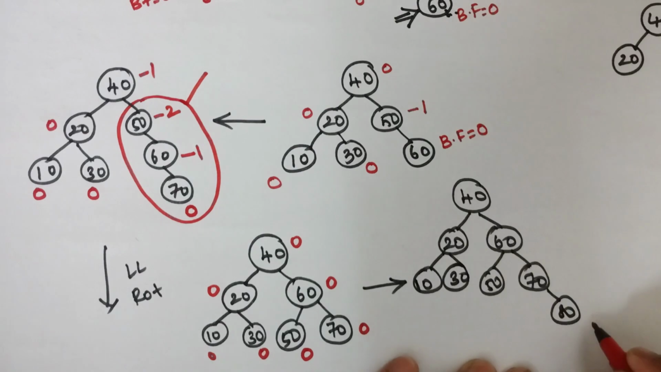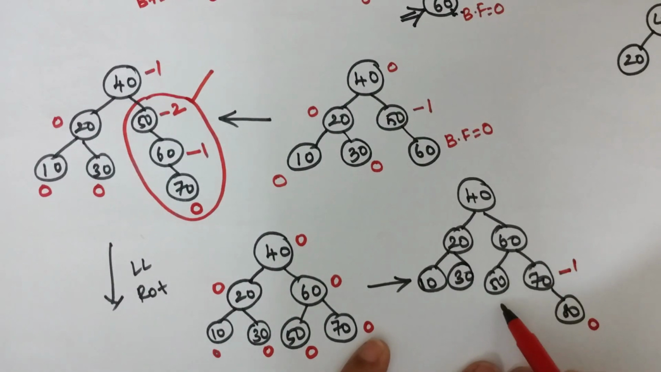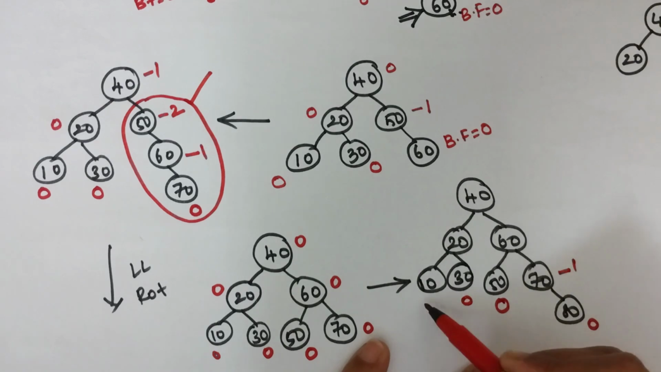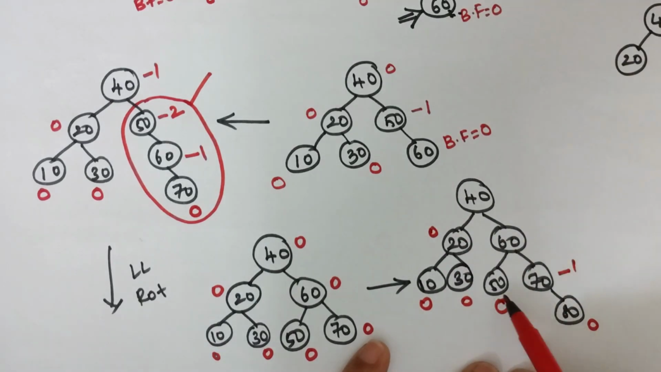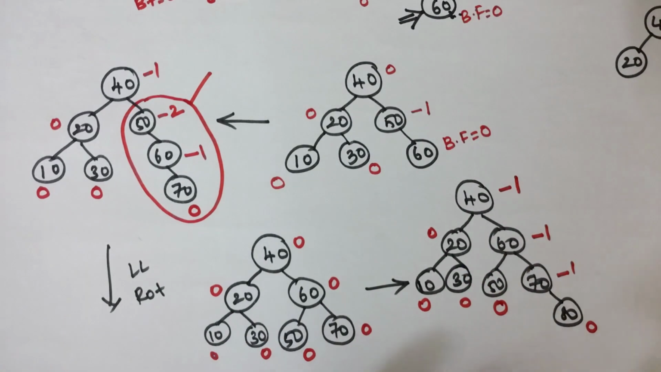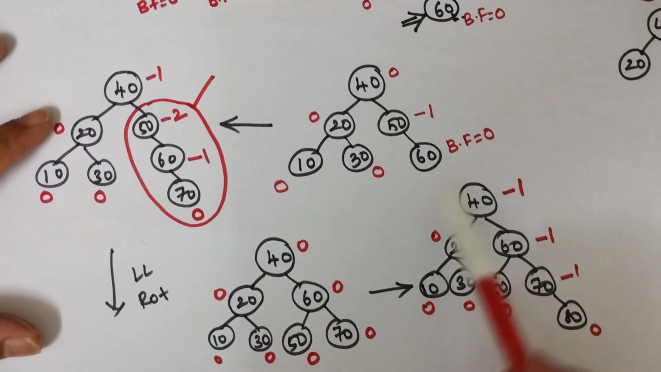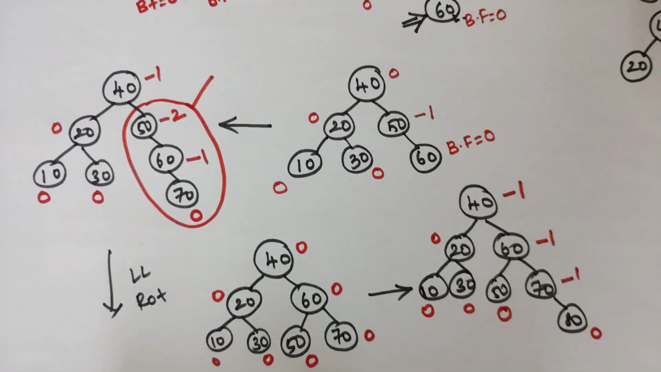So what is the balance factor for 80? Balance factor for 80 is 0. What is the balance factor for 70? 0 minus 1, minus 1. Balance factor for 50, 0. 30, 0. 10, 0. For 20, 1 minus 1, 0. For 60, 1 minus 2, minus 1. For 40, 2 minus 3, minus 1. Again the tree is balanced. So this is the final AVL tree. So this is the AVL tree construction for the values from 10 to 80.